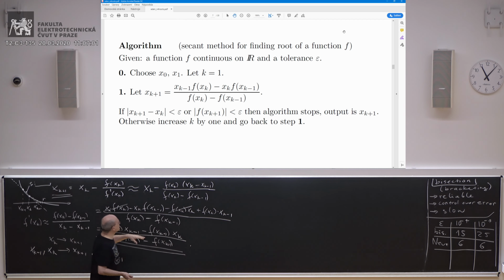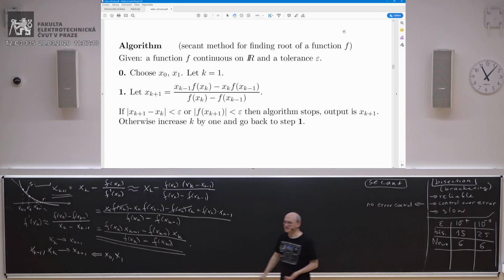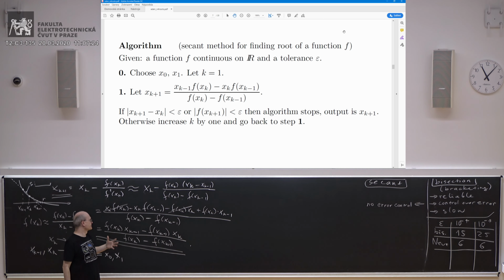Because again, we have the same problem. How do we control the error? The answer is we cannot control the error. So there is no error control. It's not a bracketing method. So everything that we said about the error regarding the Newton method, the general points, are still valid.